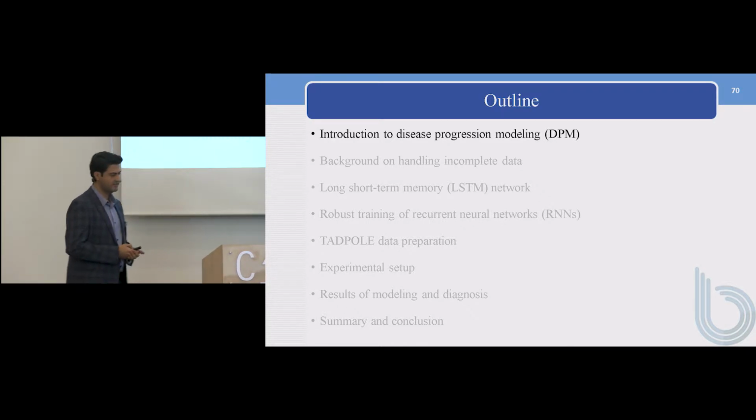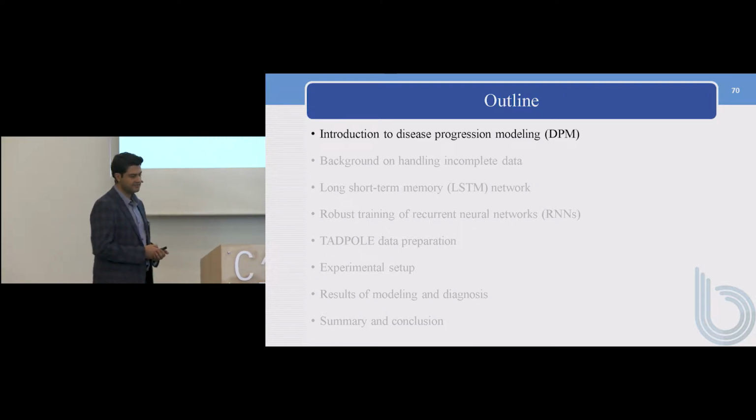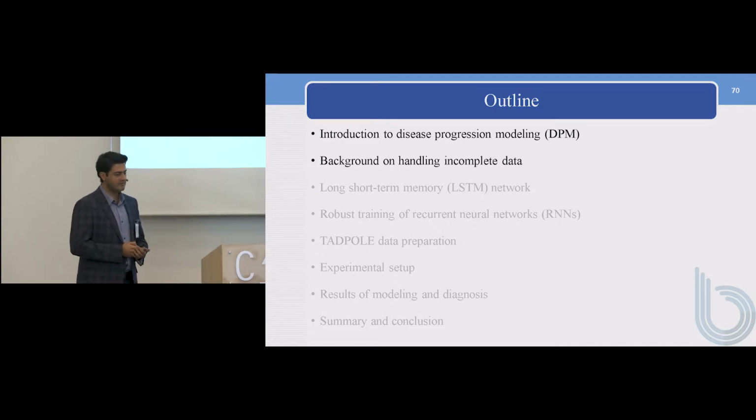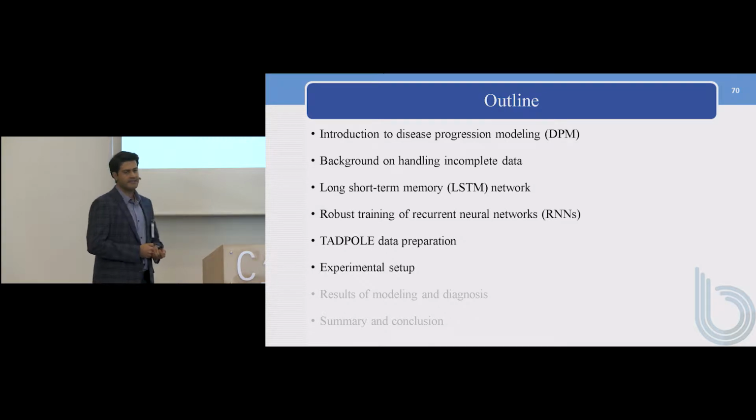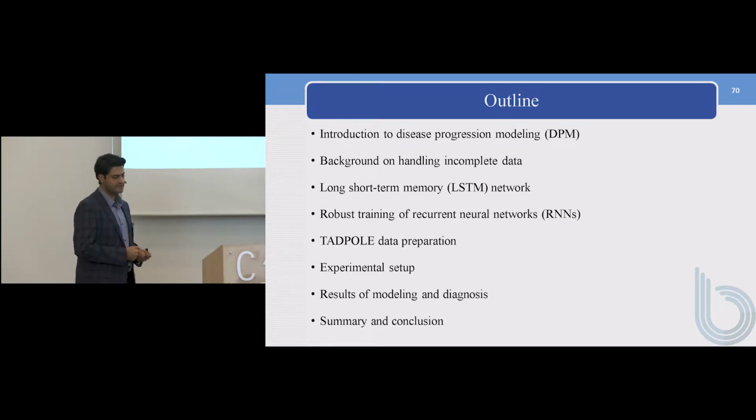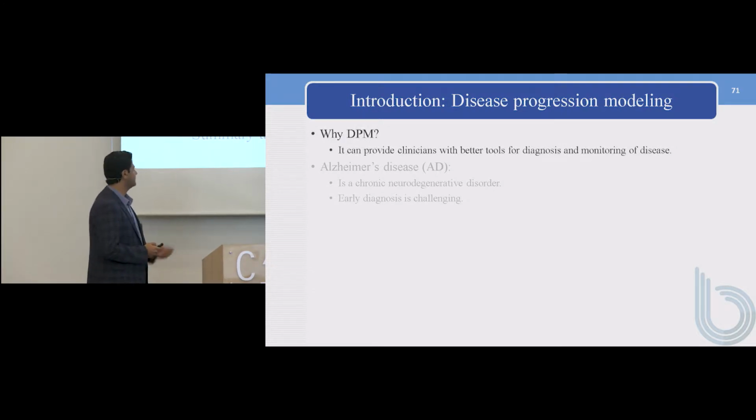So here is an overview. I will give a talk on an introduction to disease progression modeling, Alzheimer's disease and biomarkers, MRI biomarkers, and we'll go through the background on handling missing data. Then I will shortly explain long short-term memory and we'll explain our proposed method for robust training of recurrent neural networks. Then I will explain the dataset briefly and the experimental setup, and we'll show the results of modeling and diagnosis. And finally, we'll conclude this presentation.